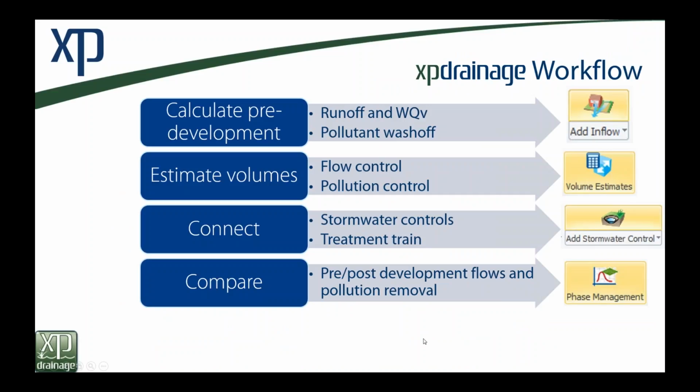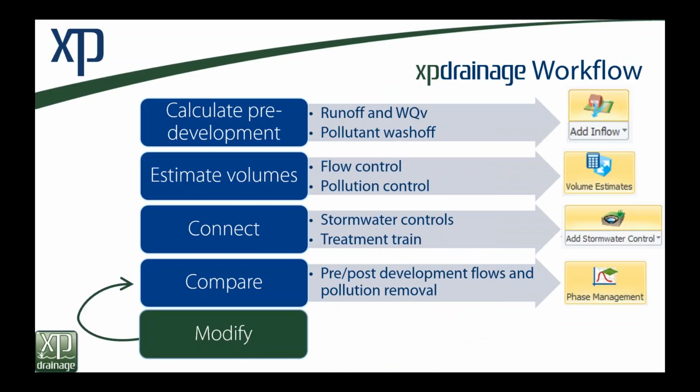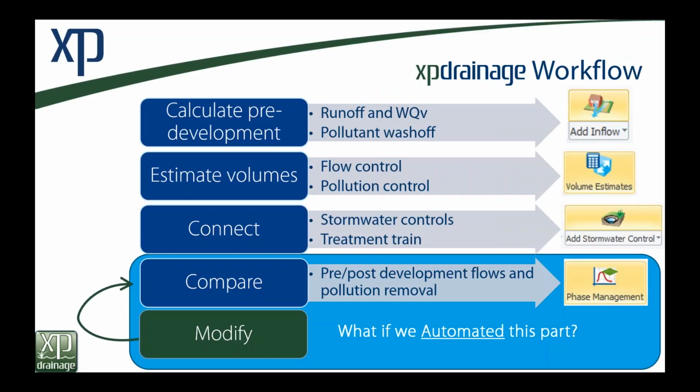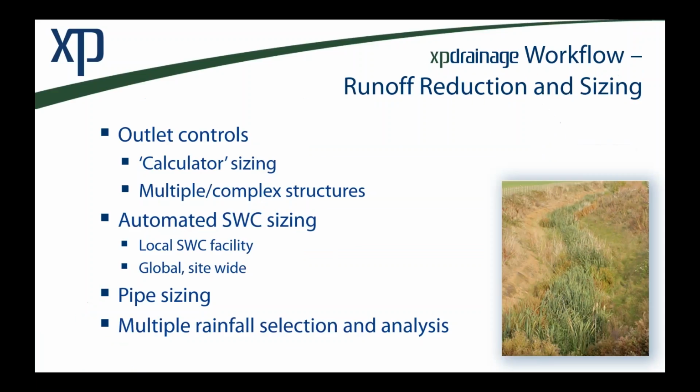So if we look back again from last time at the XP drainage workflow, the focus is on how we eliminate the majority of bulk on our budget. The most time we're going to spend is on that modify and compare portion of our workflow. So we have that question I asked last time: what if we could automate this part? There are many things beyond just a runoff reduction automation that we can look at, and we'll look at them today. But that's the focus of our discussion.